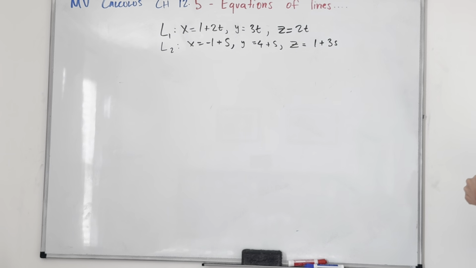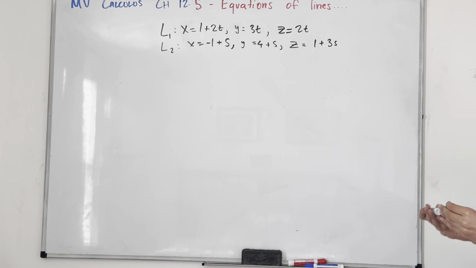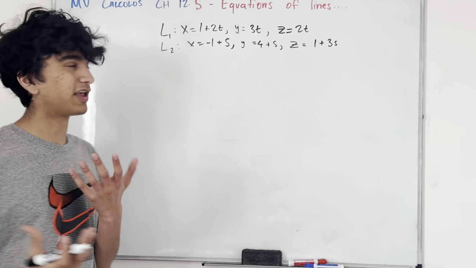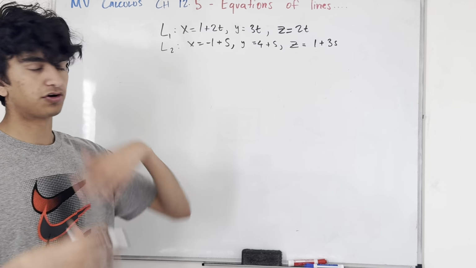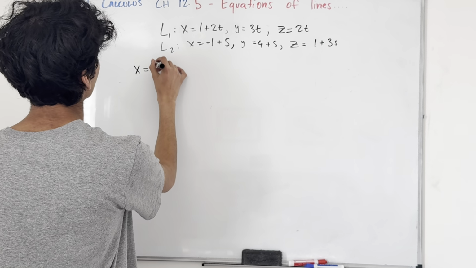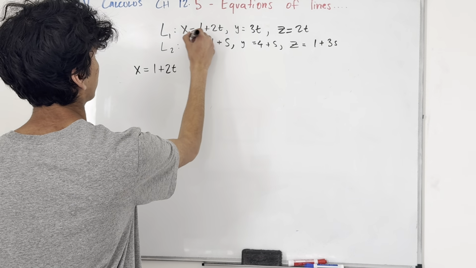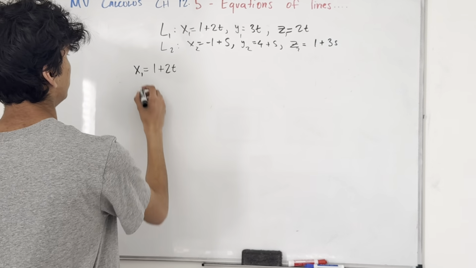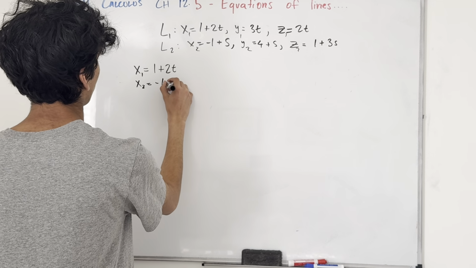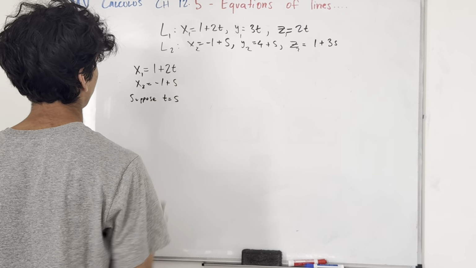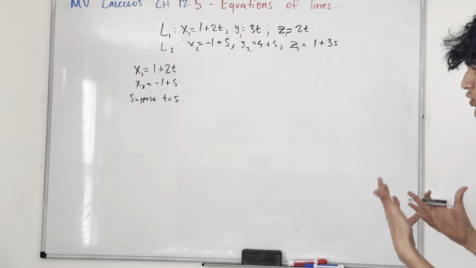Now, one way you can check is to ask: is there a time where their x, y, and z values are the same? Is there one specific moment in time? So let's say this is x1, y1, z1, x2, y2, z2. x1 is going to equal 1 plus 2t. x2 is going to equal -1 plus s. Suppose t is going to equal s. Let's say there's a time where they are truly equal.